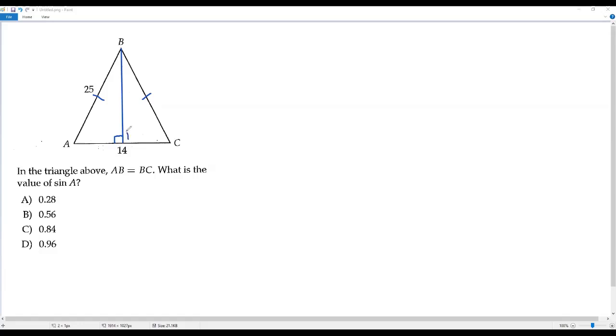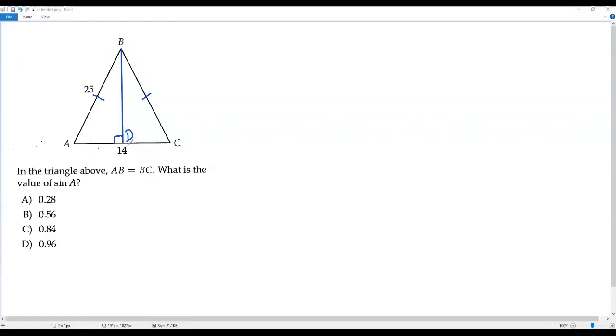So the altitude I have drawn has to be perpendicular to the side AC. Now let me name this point of intersection D. So BD is the altitude of this triangle. I have drawn this altitude BD between the two sides of equal length. In an isosceles triangle, whenever I draw an altitude between the two sides of equal length, the altitude will bisect the third side.